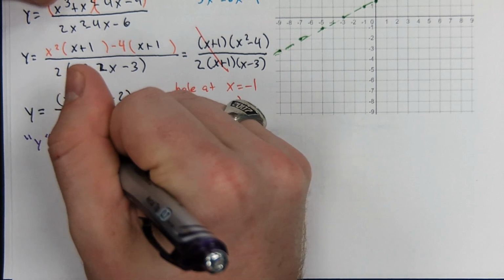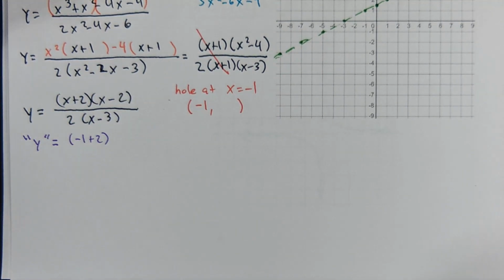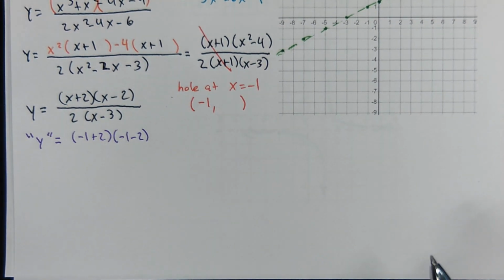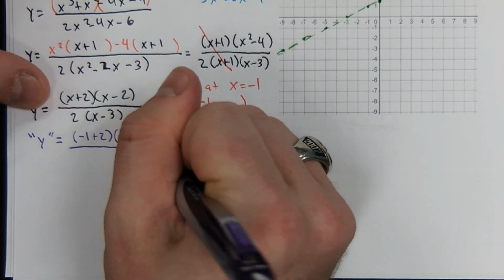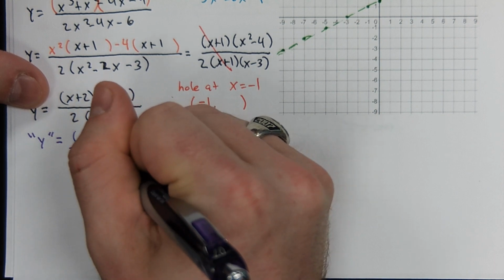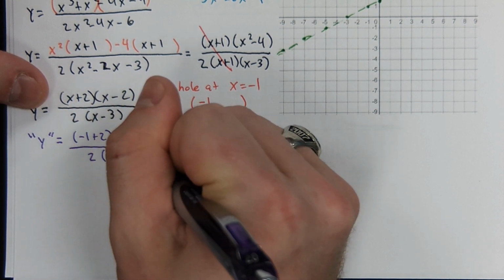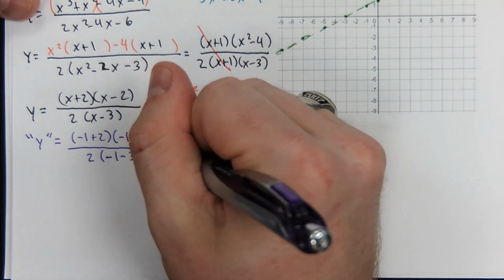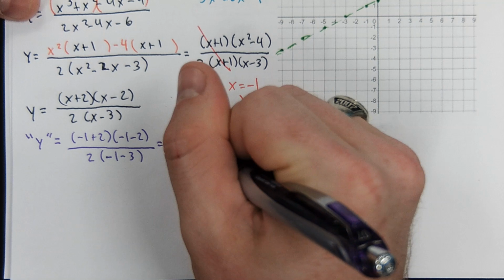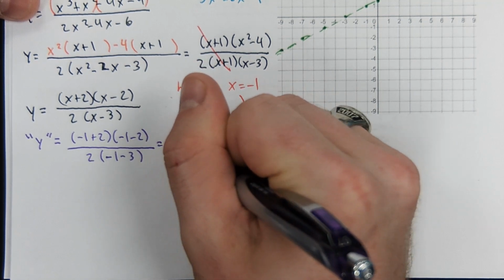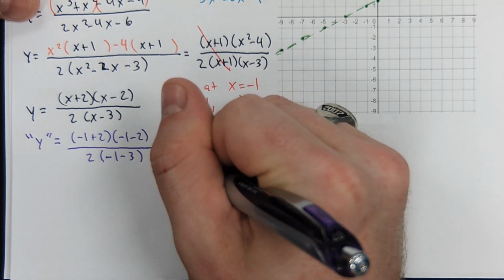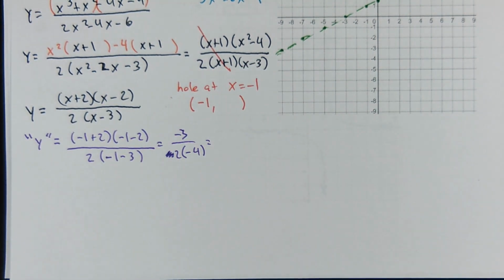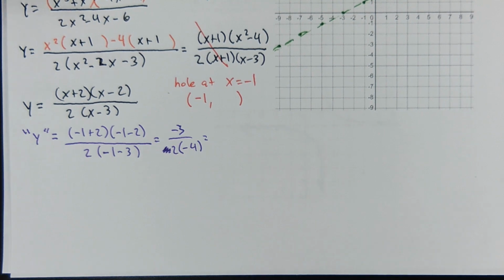So we've got -1 plus 2, which is just 1. -1 minus 2, -3. So right now the top is -3. On the bottom, 2 and 2 times -4 is -8. So they're both negative. That gives me positive 3 over 8.